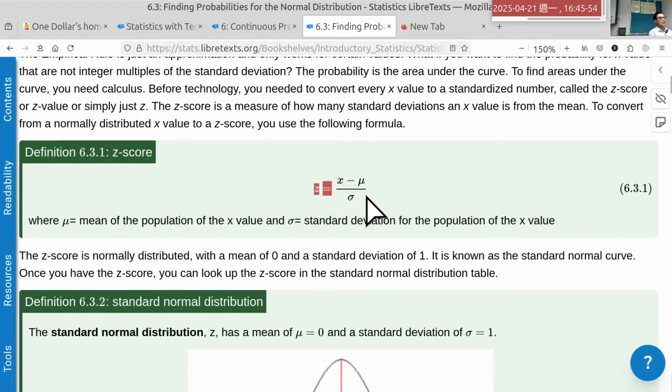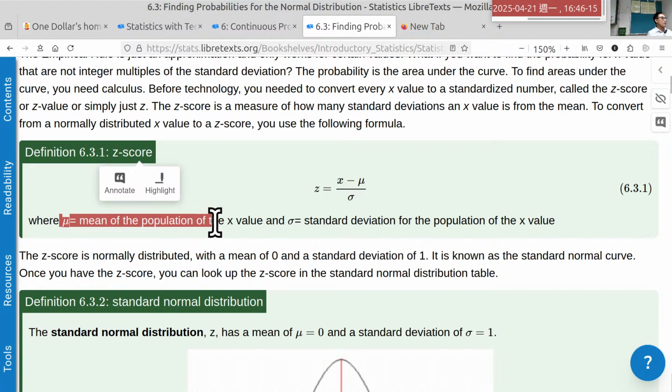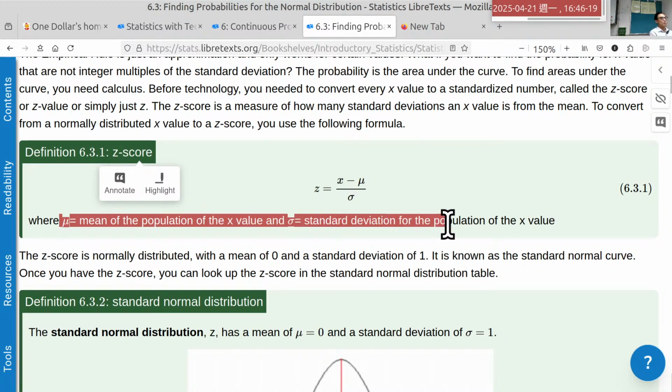It's important, right? But you don't need to memorize it, because in my exam, I will allow you to use any kind of tools. The z-score concept is not easy to understand, but you need to learn it. Here mu, the mean, is the mean of the population of x values, and sigma is the standard deviation of the population of x values.